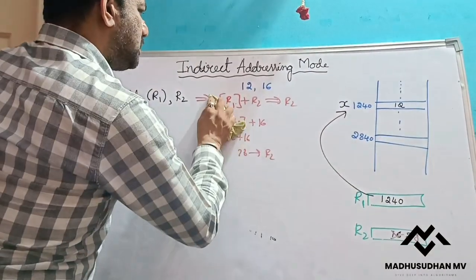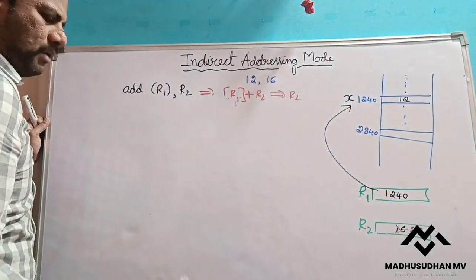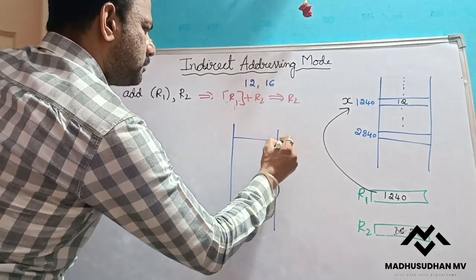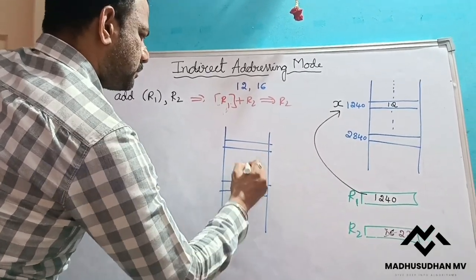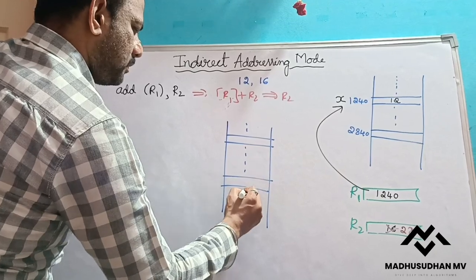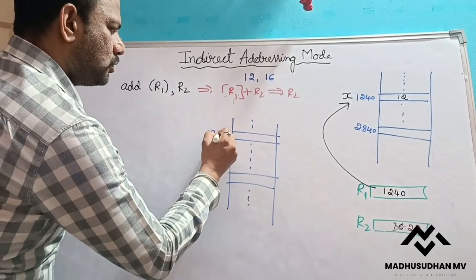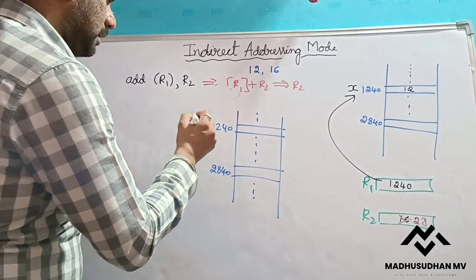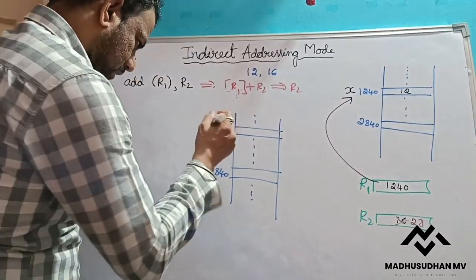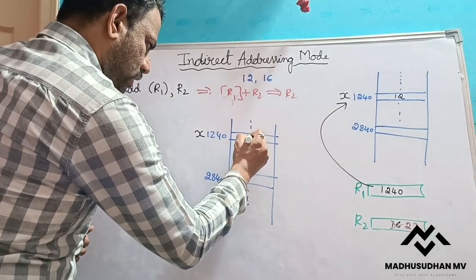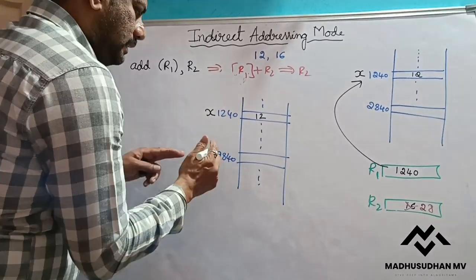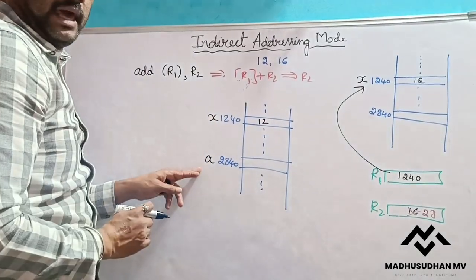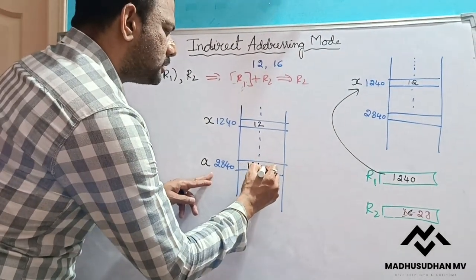So this is the example for register indirect. Now instead of that, what I will do is the same thing, some memory. Now same thing, I will use 1240, 2840. So here for this I gave the name, say, X only, and here I stored 12. And for this I have given the name, say for example, A, and here I stored the address.